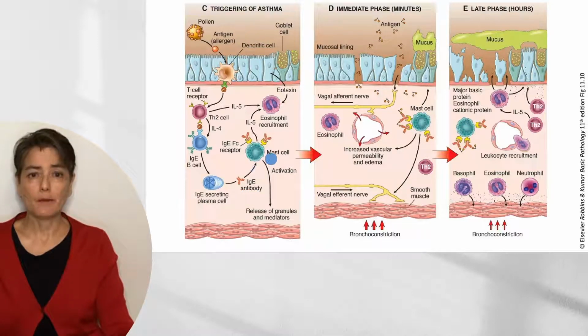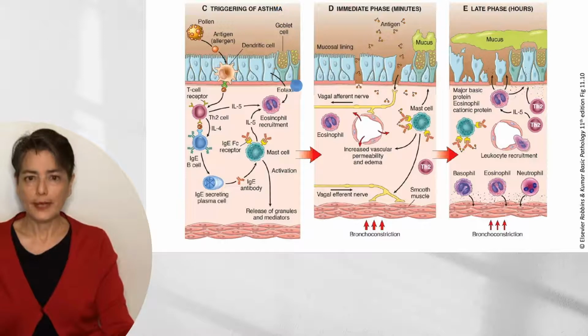IgE antibodies, when they bind to the mast cell, are going to cause elaboration of IL-5. We also get IL-5 being elaborated by our Th2 cell, which is going to cause eosinophil recruitment. Eosinophils are brought to this area by eotaxin, which is elaborated by our epithelial cells.